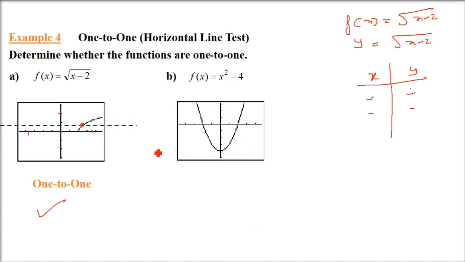Now let us come to another function, f(x) equals x square minus 4. And if you see this horizontal line, it intersects at 2 points. So this is not one-to-one. We cannot even talk about the inverse. This is not one-to-one. Inverse is only possible when the function is one-to-one.